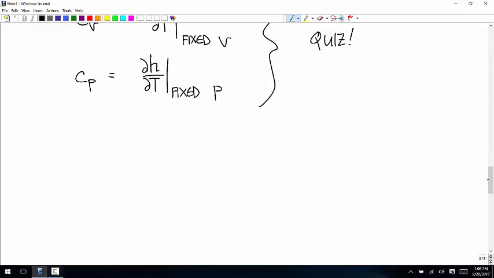Okay, so now let's talk about the incompressible model. As you might guess, based on stuff you've heard about the incompressible model in the past, this is most applicable to liquids and solids.